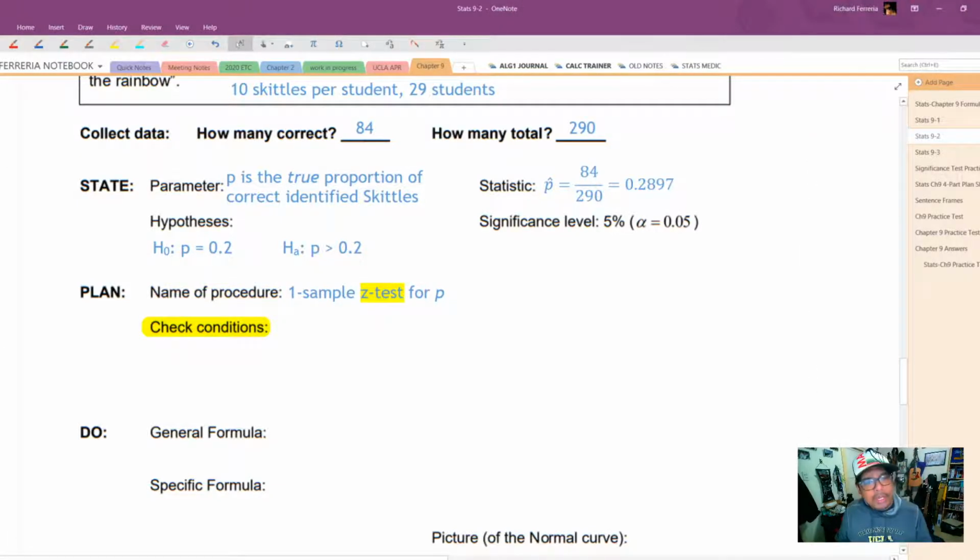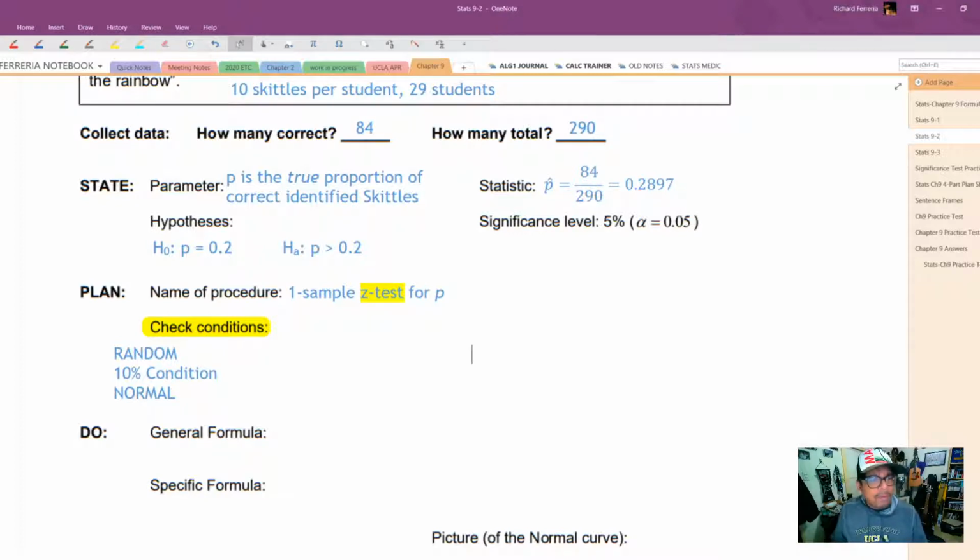So for checking conditions, there are those same three conditions. First, there's a random condition. There's also the 10% condition. And then there's the normal condition. So let's start with random. Was this a random sample?